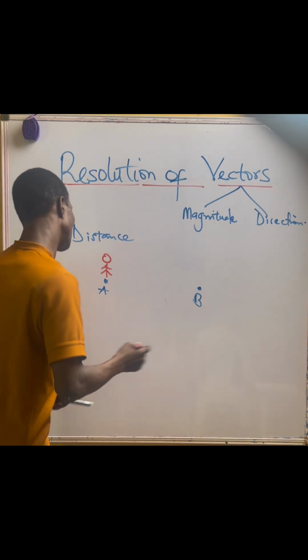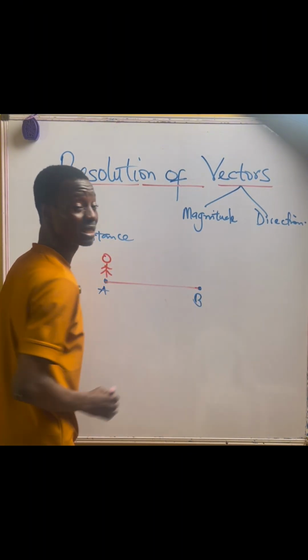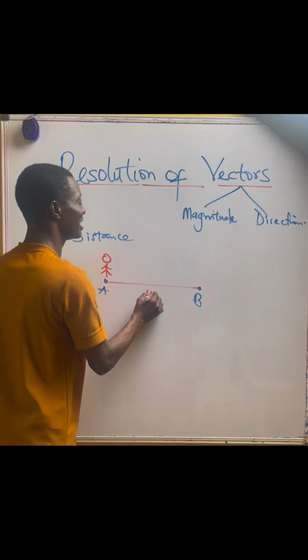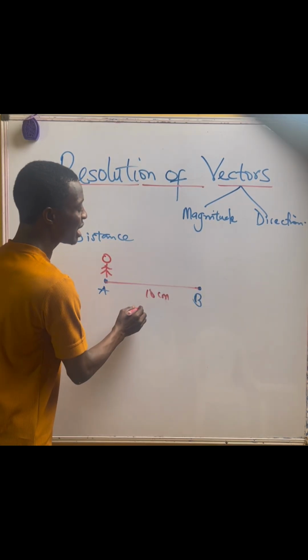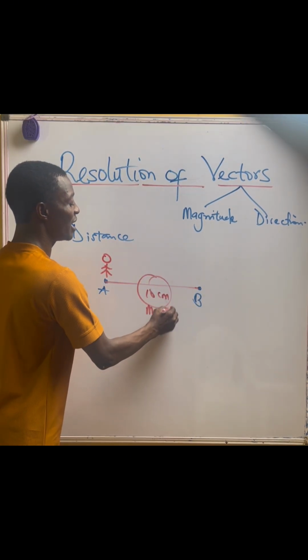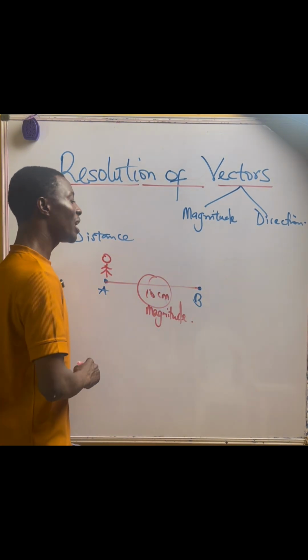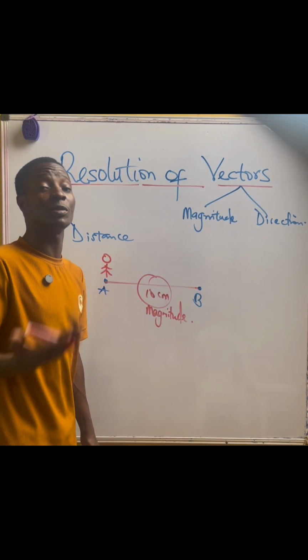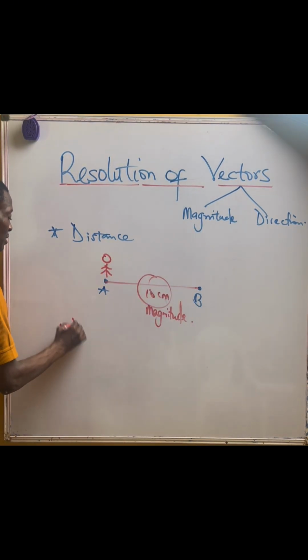Let's assume that the person at point A is moving through this distance, moving from here to this place, and this place covers 10 centimeter. You see that 10 centimeter is called a magnitude, just a value, or what you call magnitude, and it's as simple as that. Now let's look at case 2 where we have displacement.